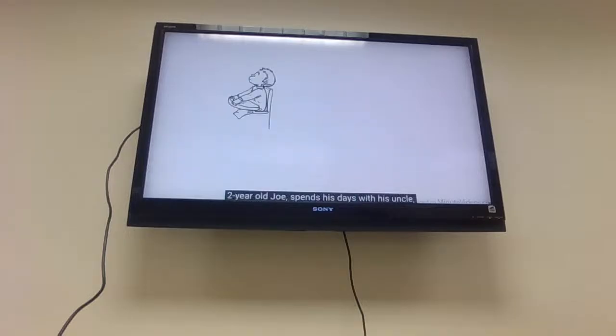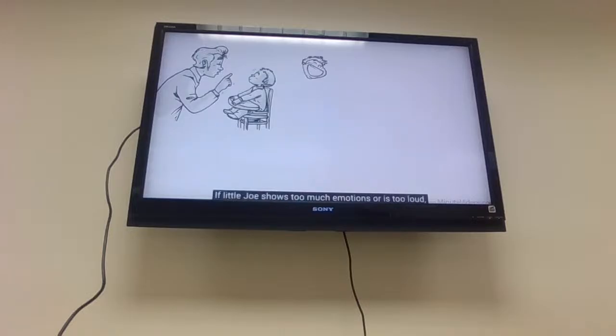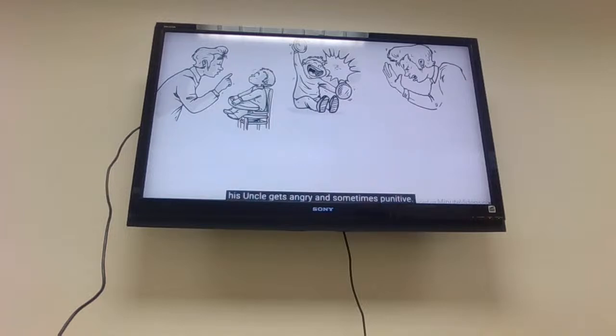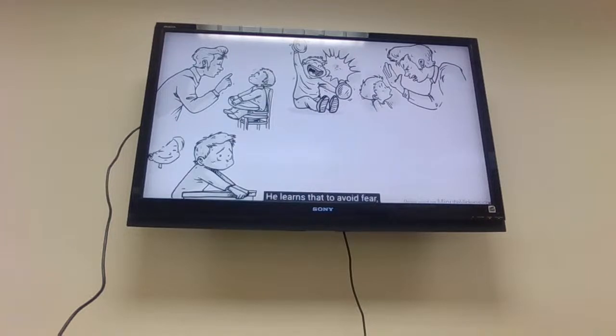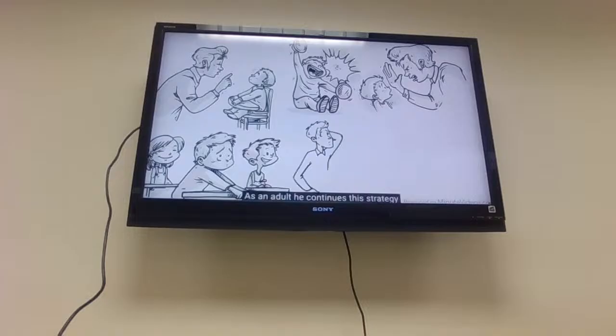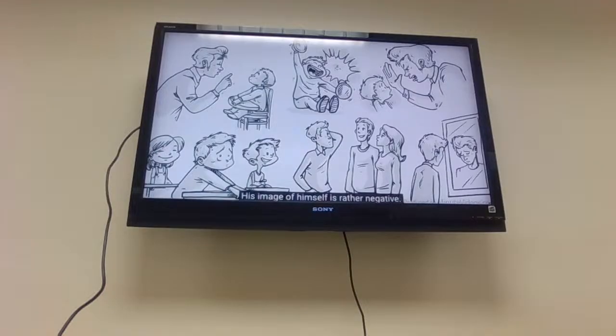2-year-old Joe spends his days with his uncle, who loves him, but thinks that a good education means being strict. If little Joe shows too much emotion or is too loud, his uncle gets angry and sometimes punitive. This scares Joe. He learns that to avoid fear, he has to avoid showing his feelings, also in other situations. As an adult, he continues this strategy and has problems entering relationships. His image of himself is rather negative. His attachment is anxious avoidant.